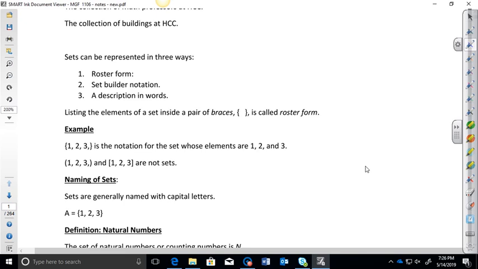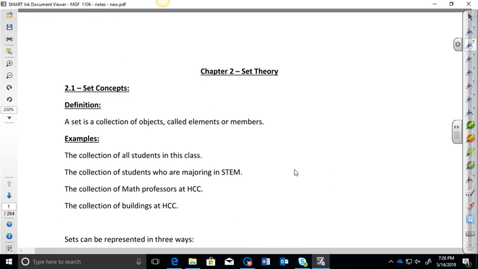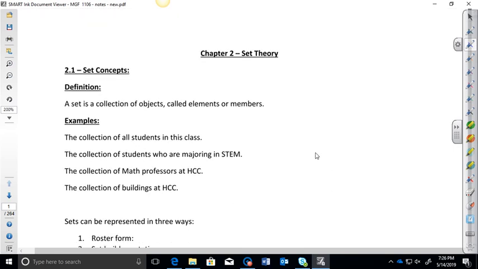Chapter 2 is about set theory. What is a set? A set is a collection of objects. Any collection of objects we call a set.